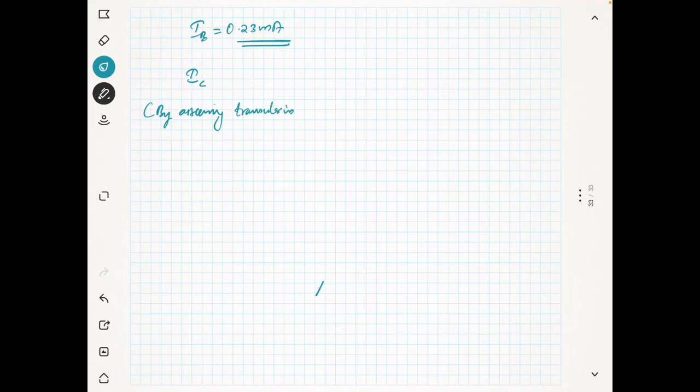So by assuming the transistor is in saturation mode, okay, in active mode. So IC is equal to, this is by assumption, IC is equal to beta DC times IB. This is the situation in active mode.